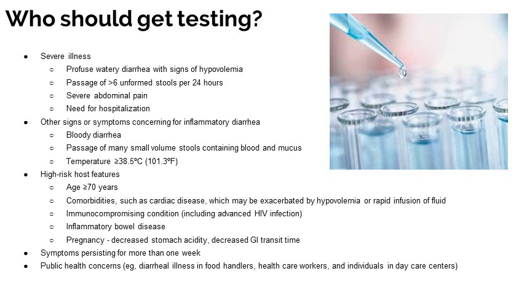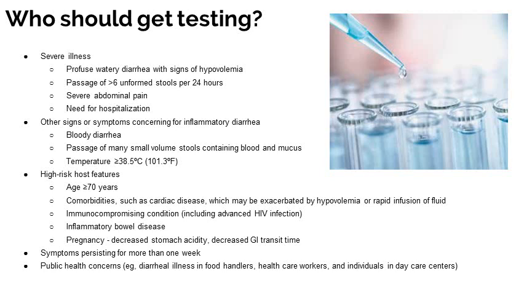Other signs or symptoms could be concerning for an inflammatory type diarrhea. Those would be bloody diarrhea, passage of many small volume stools containing blood and mucus, and if they have a fever, so temperature over 38.5 degrees centigrade.